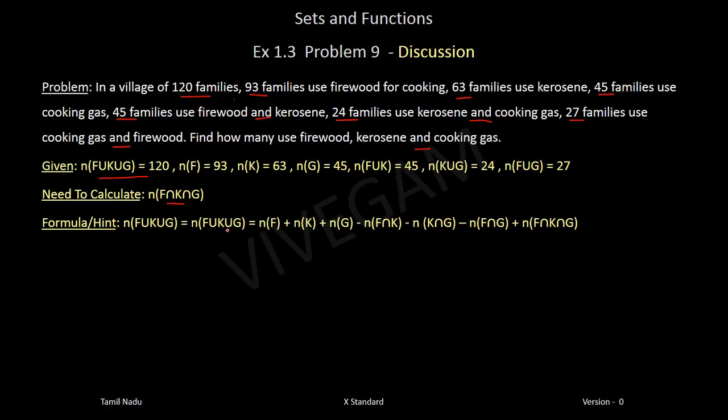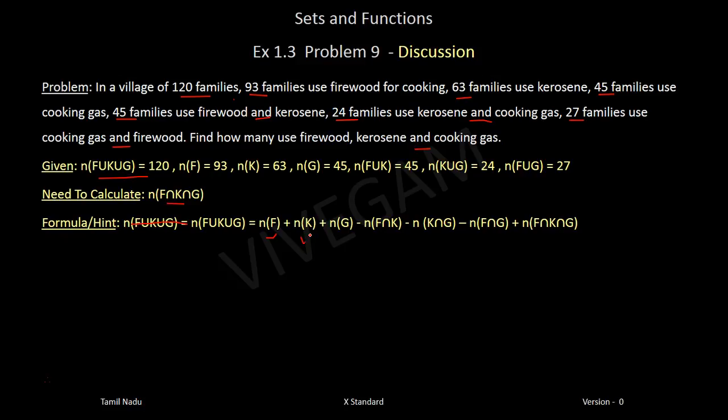So you have to use our normal formula, n(A union B union C). In this case, it is F union K union G. So that's a big formula which by now you should be thorough with. So this is equal to n(F). Do we know? Yes, we know. n(F) is 93, right?